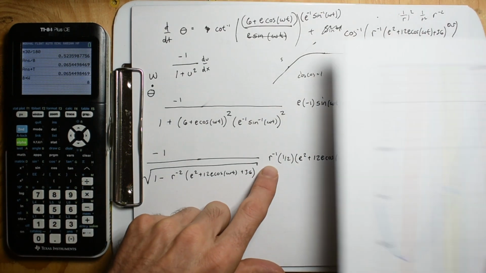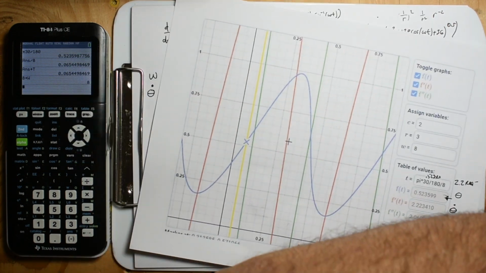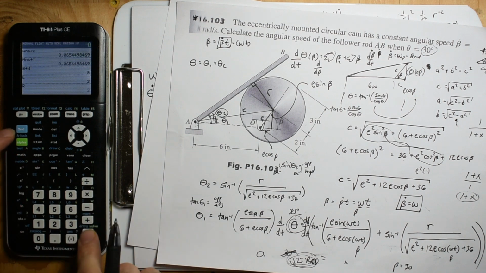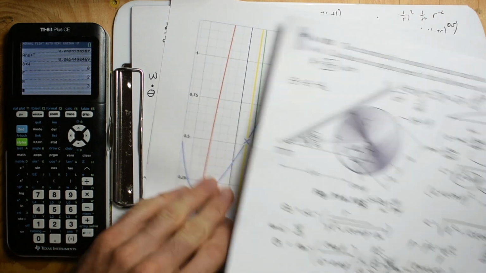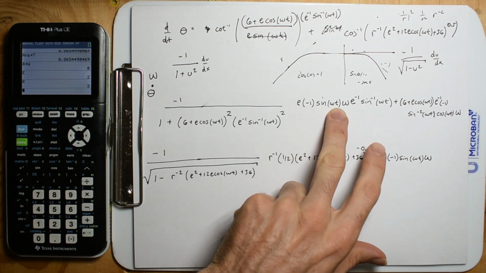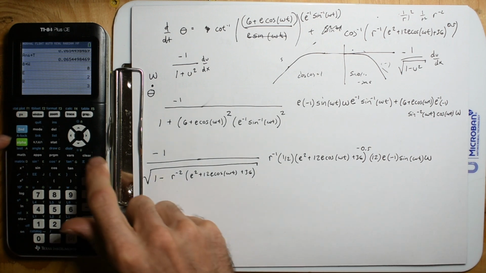What other variables do we have? I just want to get that sheet. We have eccentricity is 2. Our radius is 3. I think that's it. E, omega, t. That's it. And just a lot of jazz.